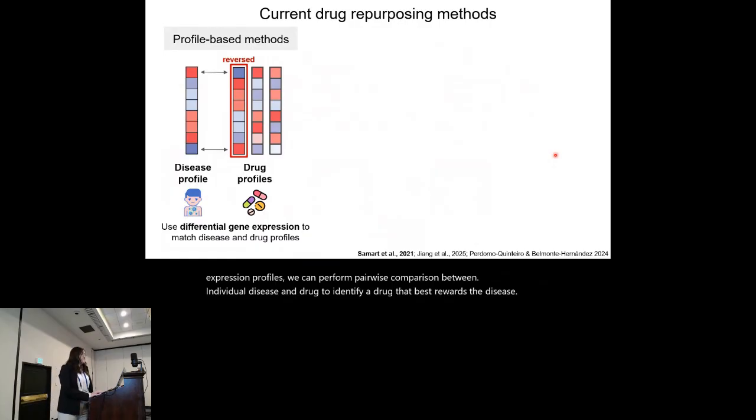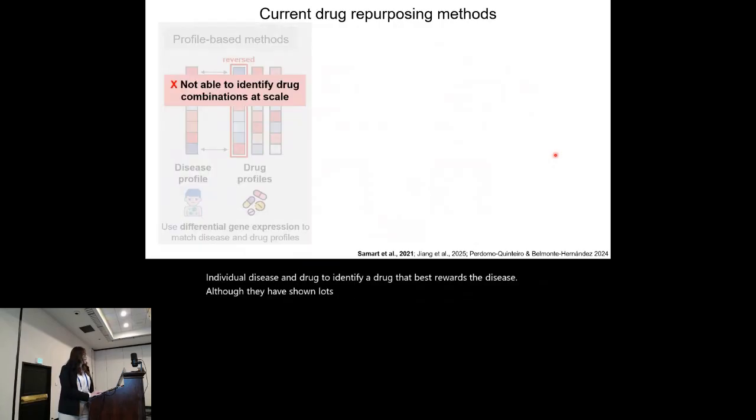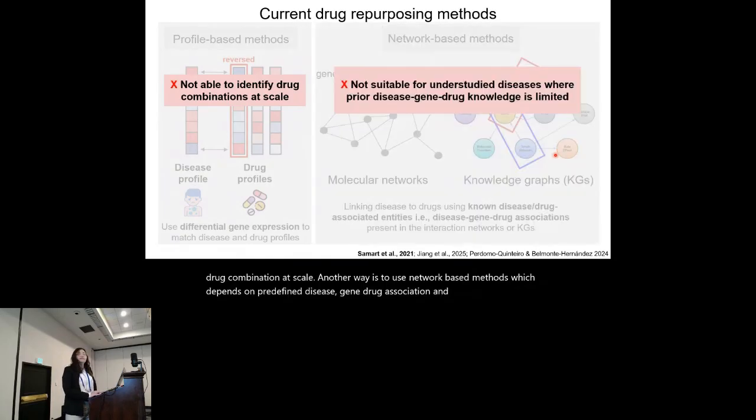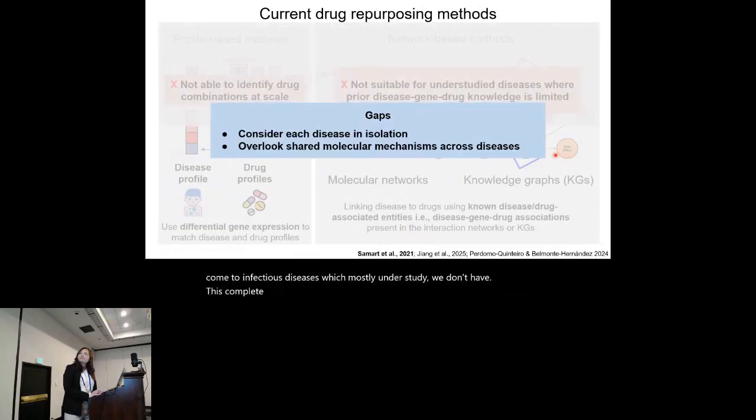Although they have shown lots of promise, these methods are not able to identify drug combinations at scale. Another way is to use network-based methods, which depend on predefined disease-gene-drug associations. And unfortunately, when it comes to infectious diseases, which are mostly understudied, we don't have this complete knowledge. And from these two approaches we can identify two gaps.